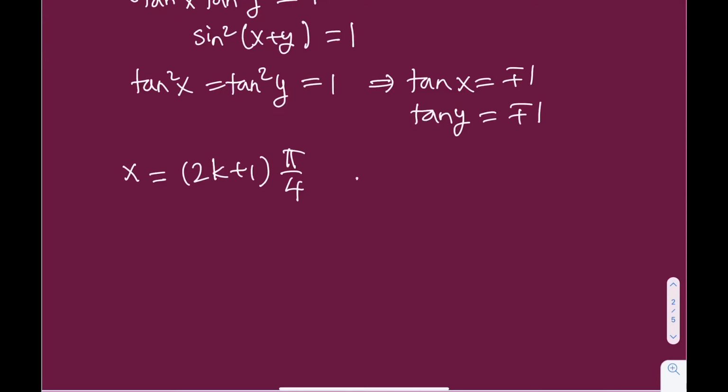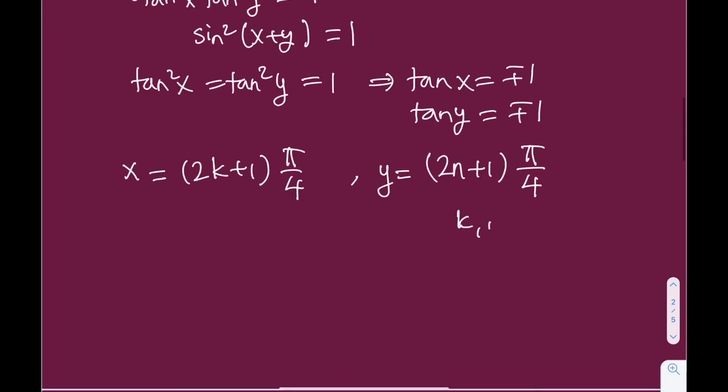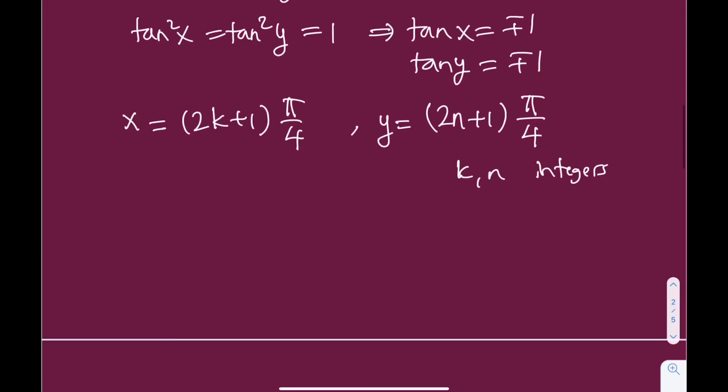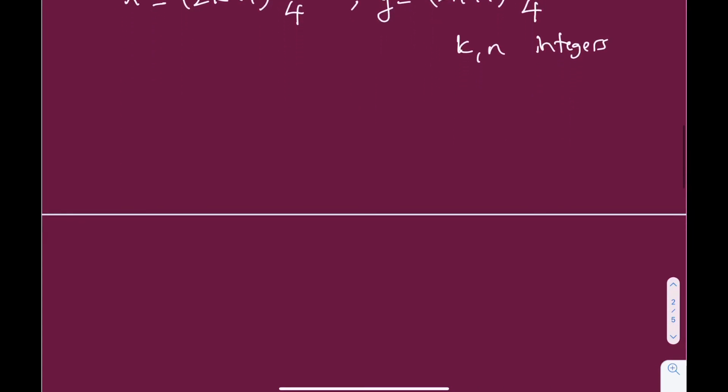pi over 4. And pretty much the same thing for y, but let's use a different variable. Let's say (2n plus 1) as an odd multiple of pi over 4. So here k and n are arbitrary integers. They can be any integer basically. Now what we need to do is choose among these angles the ones that satisfy the third equation. So we're going to substitute these values into the third equation, and make sure that the third one is also satisfied, because we have a system of 3 equations.